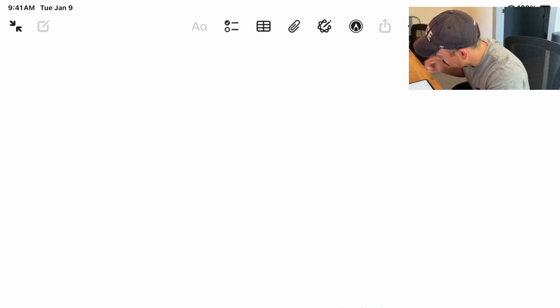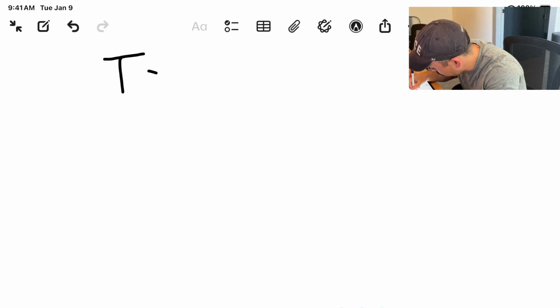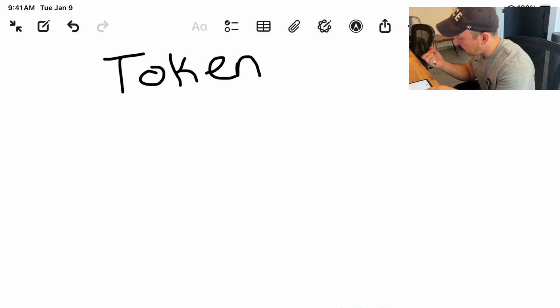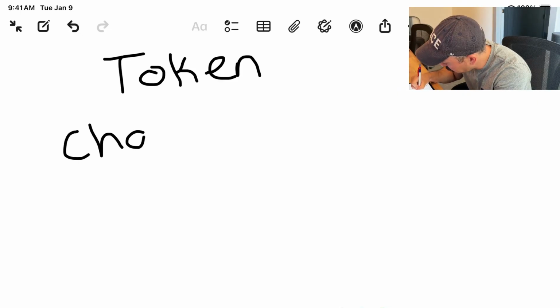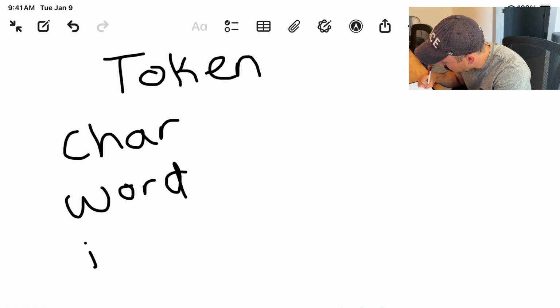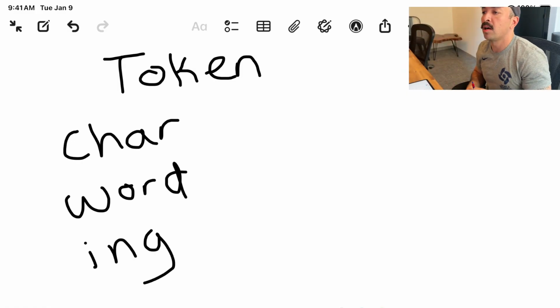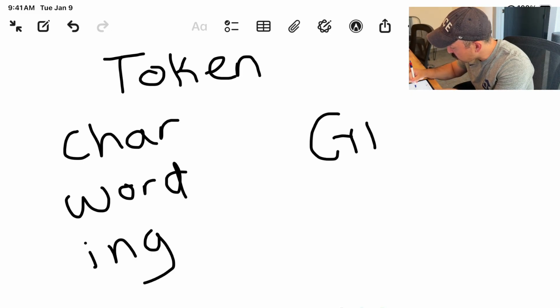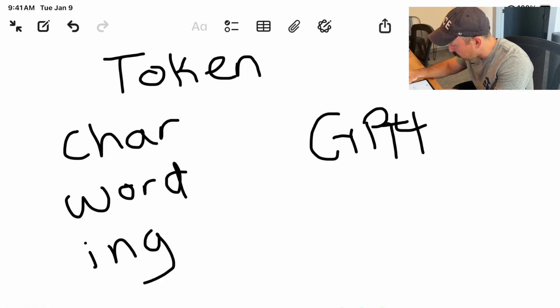All right, we're going to talk about the fundamental unit of a model, which is a token. Okay? The token can be a variety of things. It can be a character, it can be a word, it could be the end of a word like ing. It honestly just depends on the model, right? We're going to use GPT-4 as an example for this walkthrough.